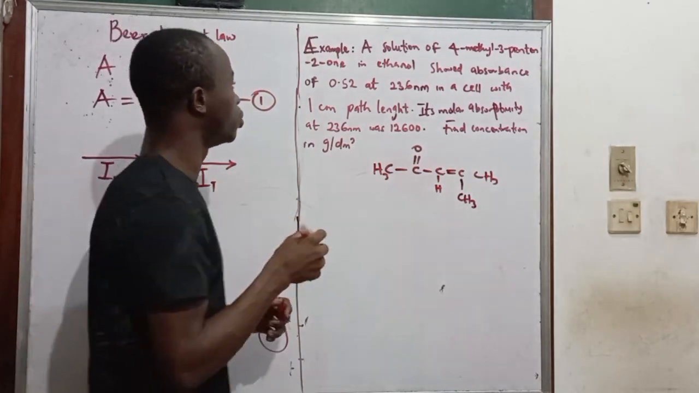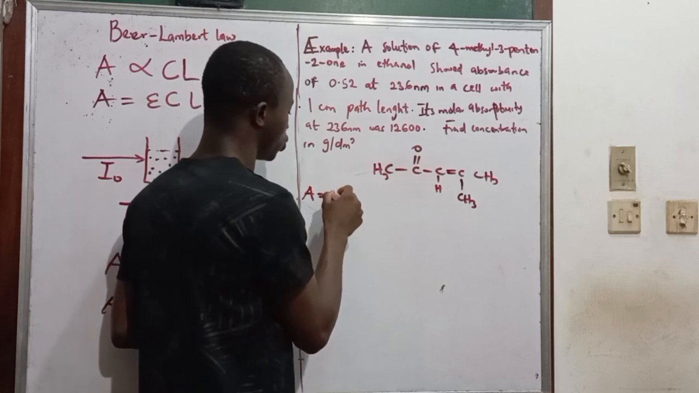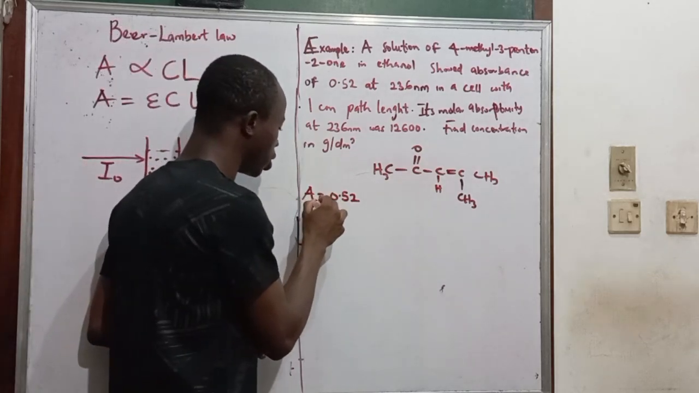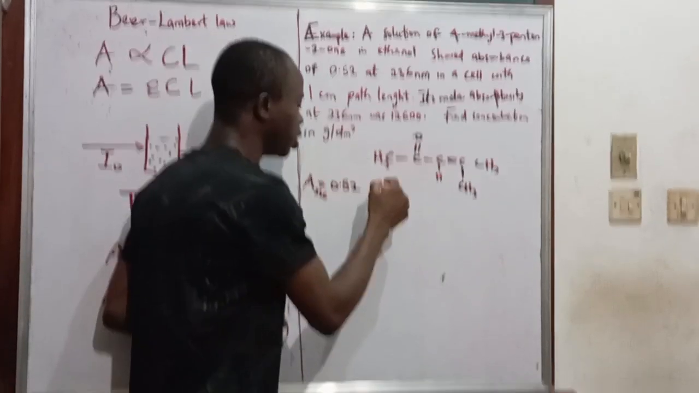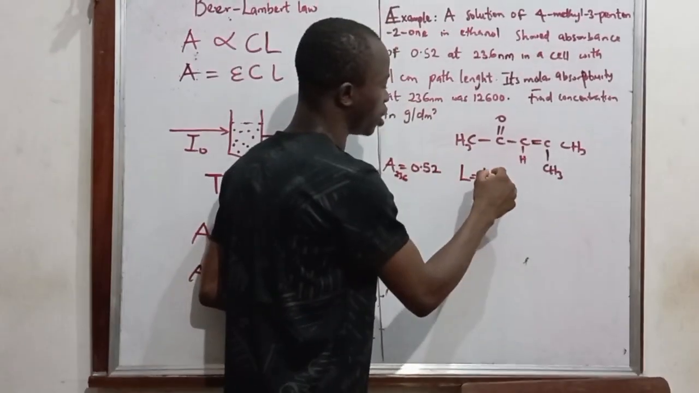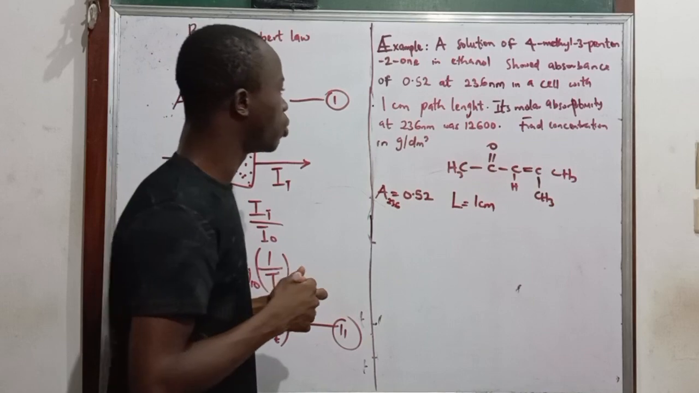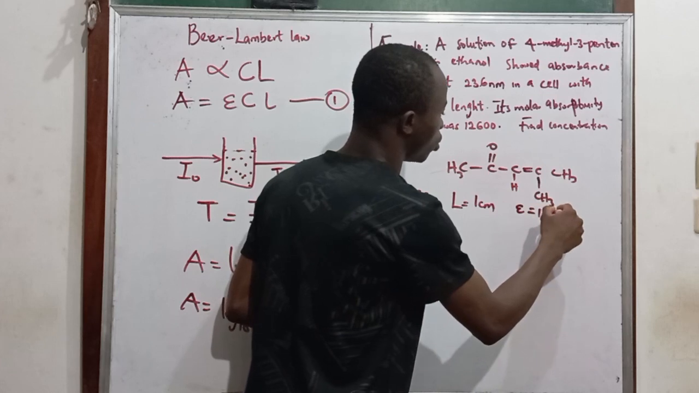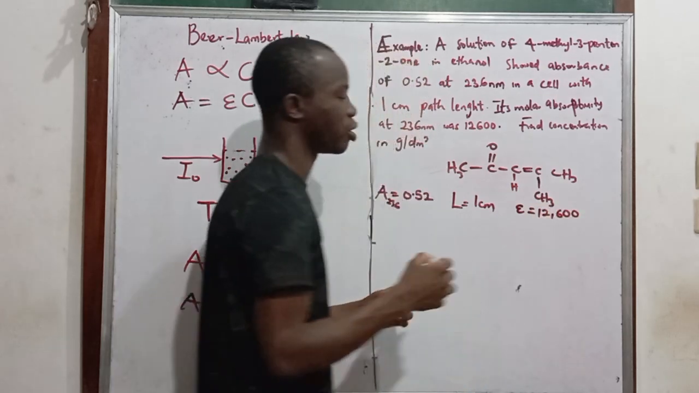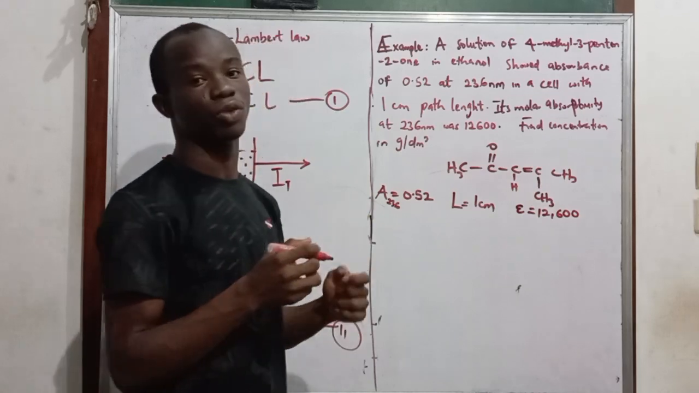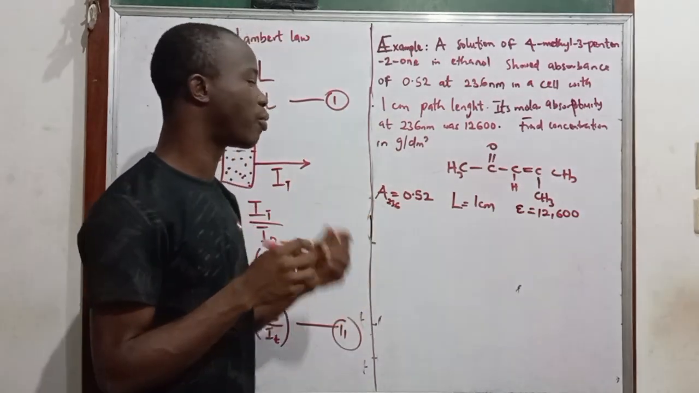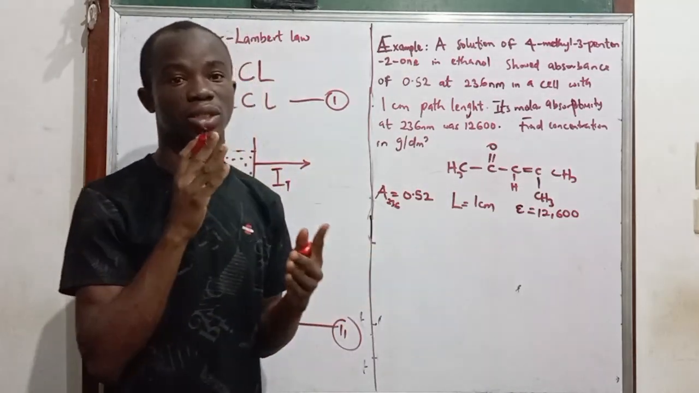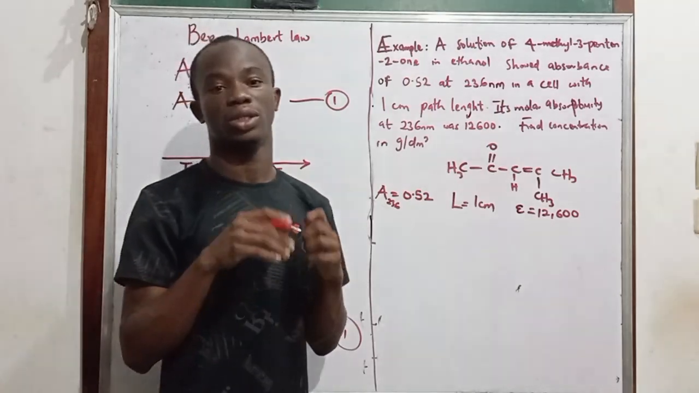From the question, the absorbance is equal to 0.52 at the given wavelength, 236 nanometers. The path length, L, is 1 centimeter. Another important thing to take note of is the molar absorptivity, epsilon, which is 12,600. Now, we are looking for the concentration. They gave us the absorbance, we have the path length, we have the molar absorptivity. The only thing we are looking for is the concentration, which is C.